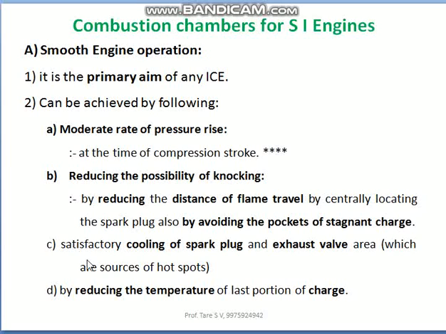The next one is satisfactory cooling of the spark plug and exhaust valve area, and of course these are the sources of hot spots, so there must be satisfactory cooling of these important parts. And next is reducing the temperature of the last portion of charge. We have seen the three diagrams, and I explained how the last charge portion reaches its autoignition temperature, and another wave is started, and due to that there is a possibility of knocking.